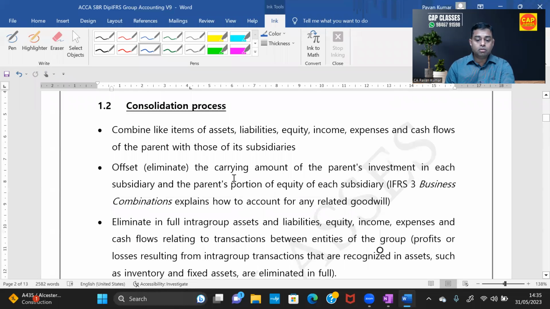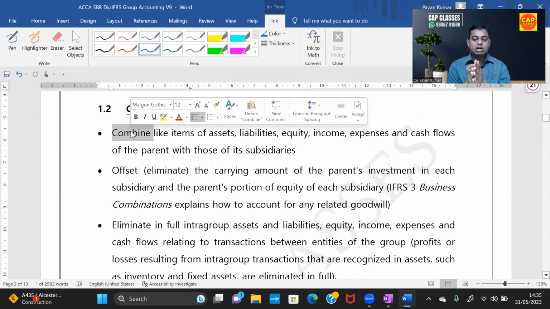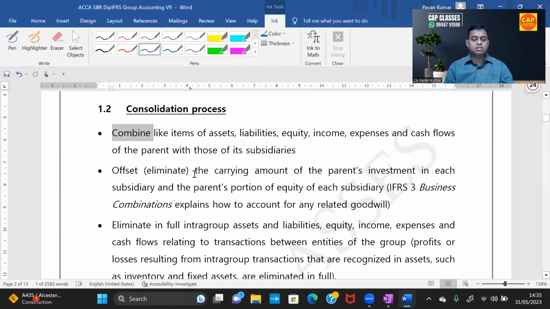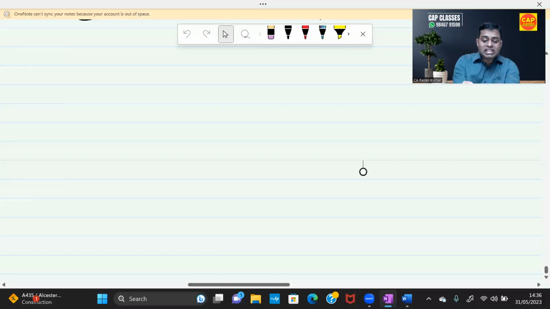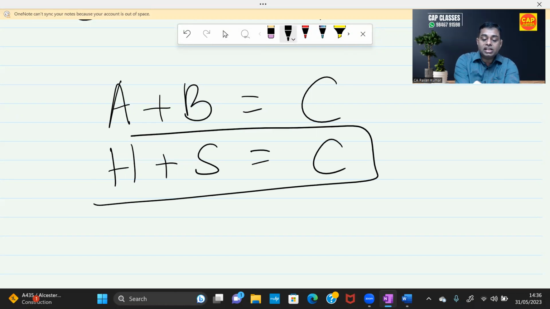Now look here. What they're saying here, combine. What is the meaning of combine? Add. Like items. What are the like items? Assets of holding company, assets of subsidiary. Liabilities of holding, liabilities of subsidiary. Equity of holding, equity of subsidiary. Income of holding, income of subsidiary. Expenses of holding, expenses of subsidiary. Cash flows of holding, cash flows of subsidiary. Add them, combine. So here a basic equation, what I tell in my style, is A plus B is equal to C. Or you can remember: holding company plus subsidiary company is consolidated financial statement.